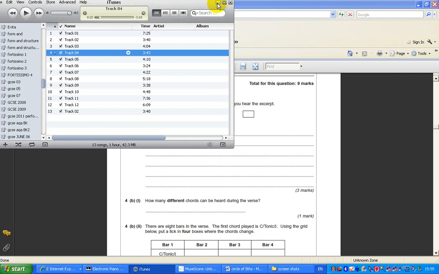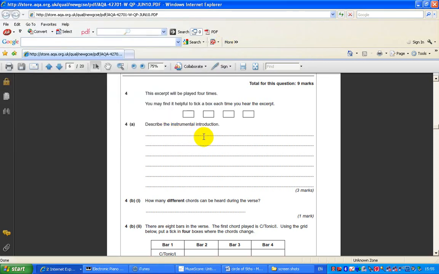Okay, I'll stop it there. So, describe the instrumental introduction. So we could hear the piano in the opening. It was quite high in its register. We had a glissando on a guitar. We then had a bass guitar and a rhythm guitar and a drum kit used.